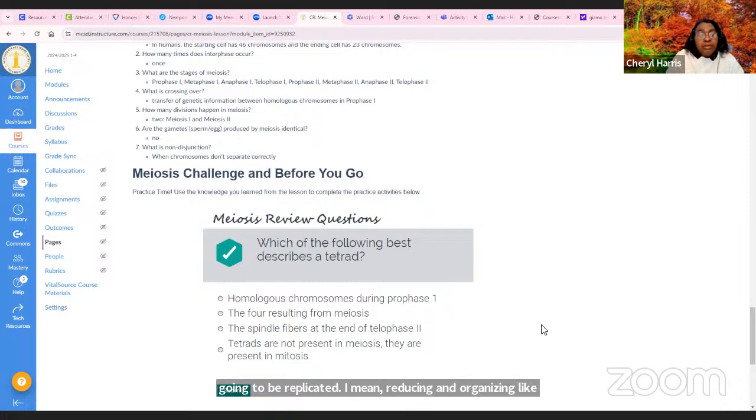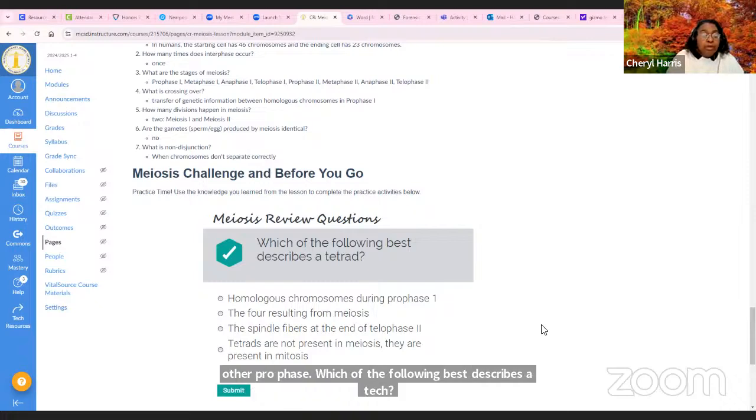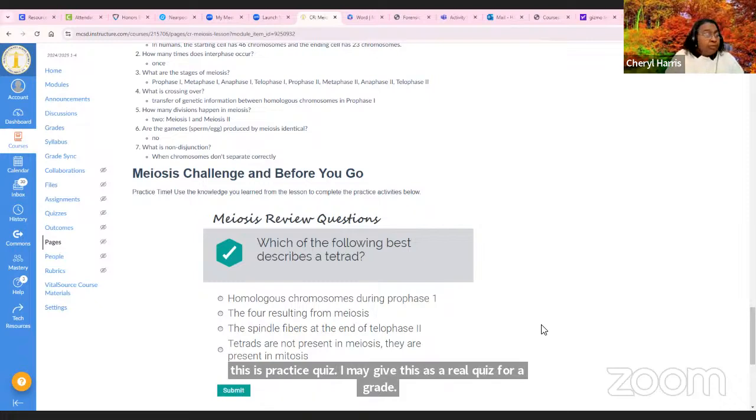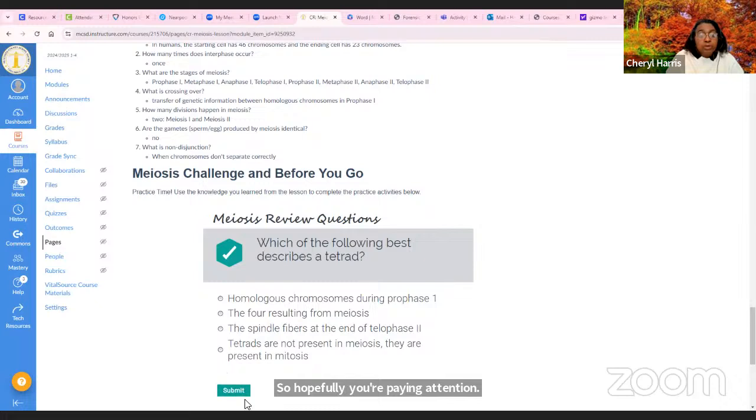All right, which of the following best describes a tetrad? Now this is a practice quiz. I'm going to give this as a real quiz for a grade, so hopefully you're paying attention. Okay, homologous chromosomes.